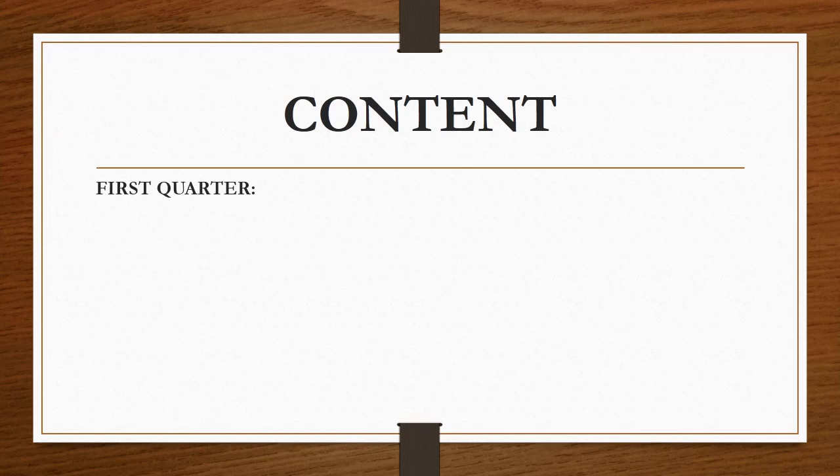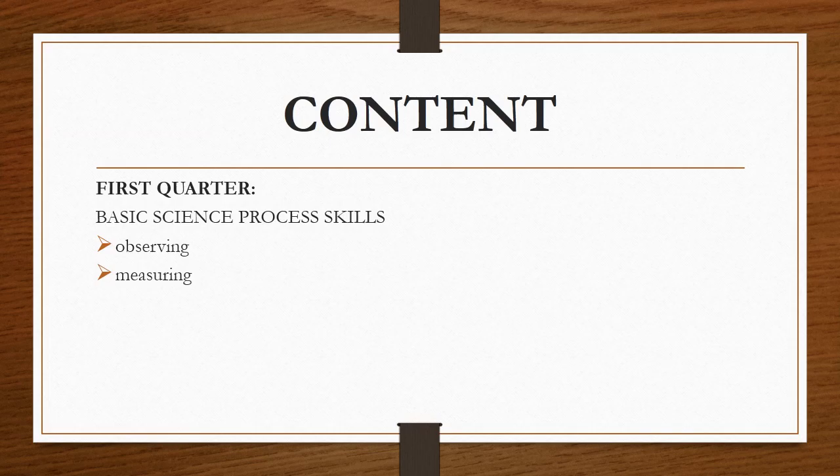Not just scientific attitudes are to be discussed, but we are going to discuss also the basic science process skills. So what are the basic science process skills? There are 6 basic science process skills. Number 1, observing. Number 2, measuring. Number 3, inferring. Number 4, classifying. Number 5, predicting. And number 6 is communicating.